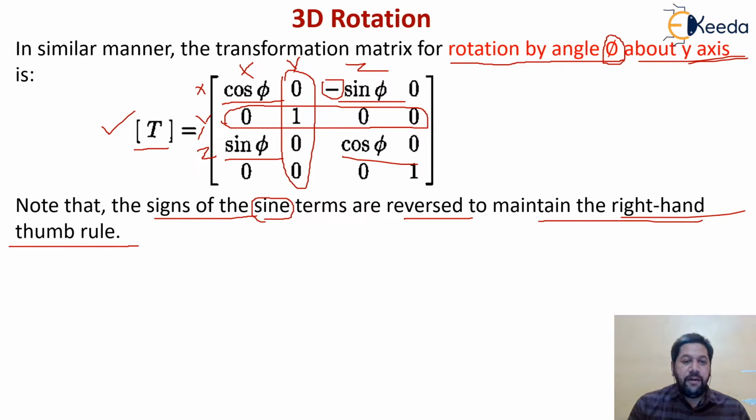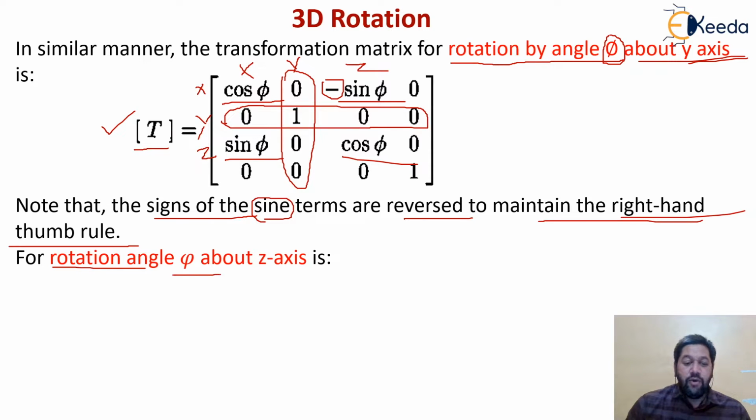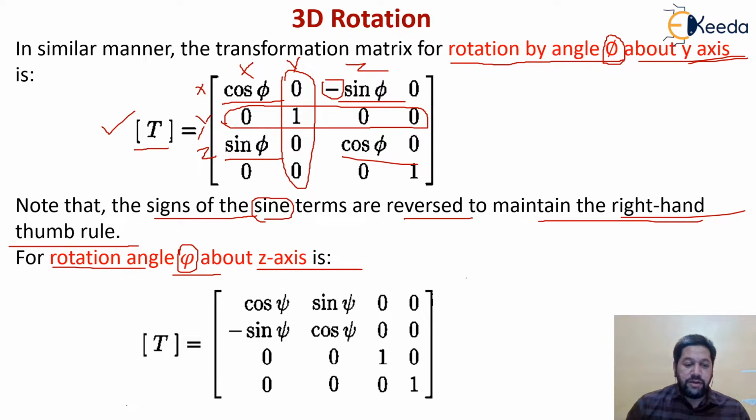Let us now understand the 3D rotation matrix about the z axis. I'm just explaining here for rotation angle phi, only the symbol has changed, just to understand a different way for the z axis. So rotation angle phi, again about the z axis, you can find here, this was my 3D rotation transformation matrix about the z axis. Similarly, as I had told, the value of z should not change. So this is my x, this is my y, this is my z.